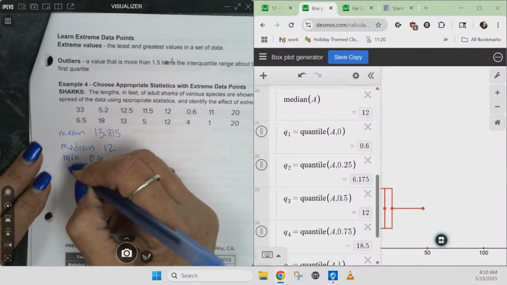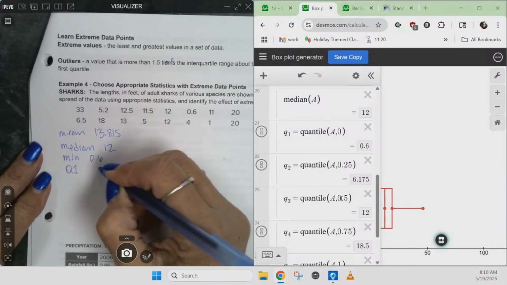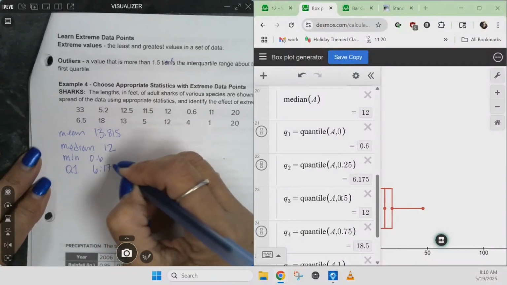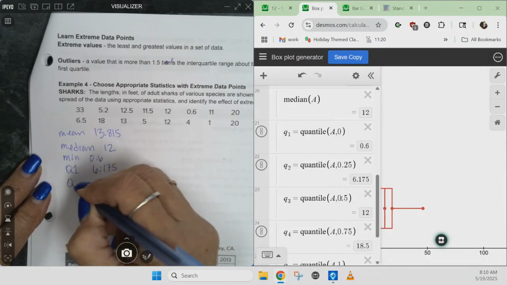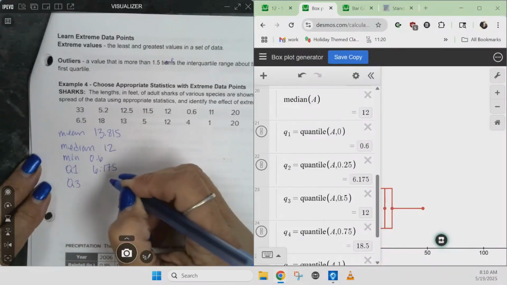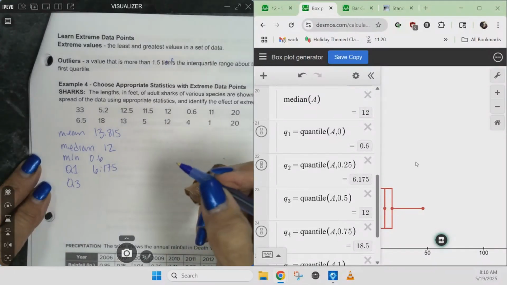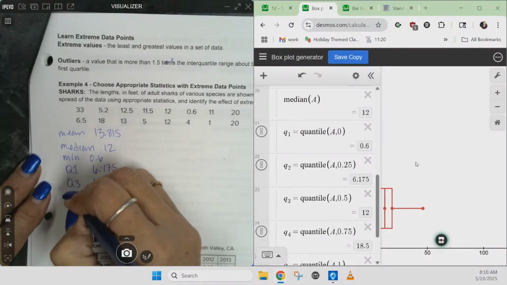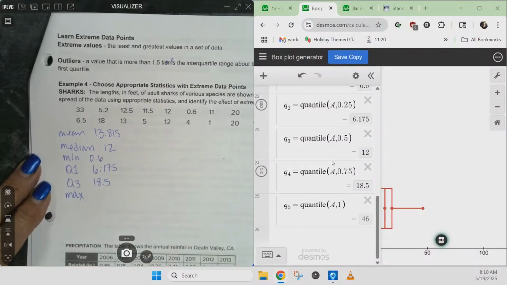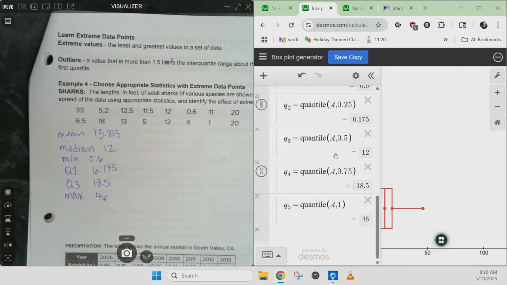Then quartile 1 is going to be 6.175. Quartile 2 is the median. So quartile 3 is going to be 18.5. And the maximum on this is 46. Okay, so this question is talking about outliers.